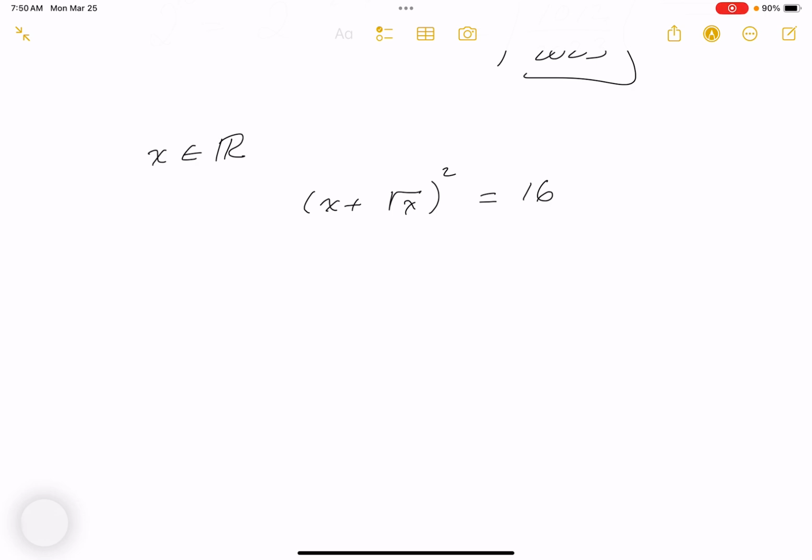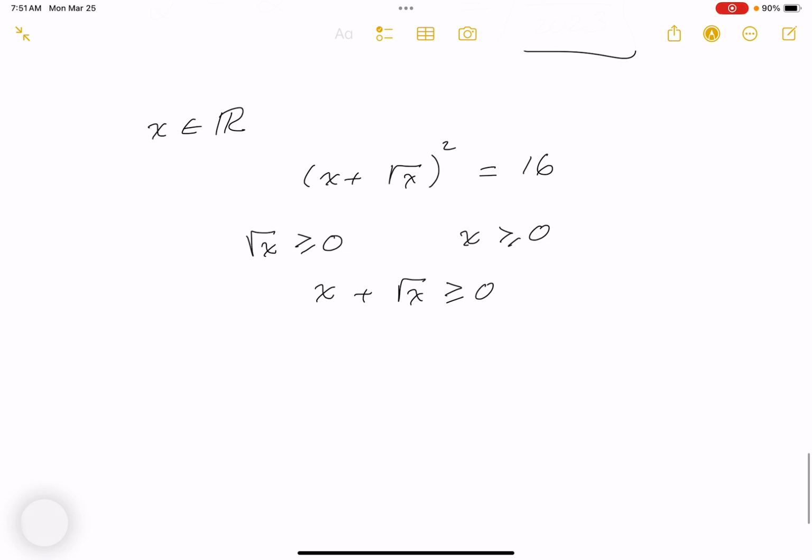We know that much. And we know that the root of x is going to be a positive number. We know that, the principal root, by the way. So looking at it, I'm going to say x is greater than or equal to 0. And I'm going to go on to say that x plus root x is greater than or equal to 0. This makes it a little bit easier for me because then I can just put down x plus root x equals, it's a positive number, I'm going to use plus or minus, it's going to be equal to 4.